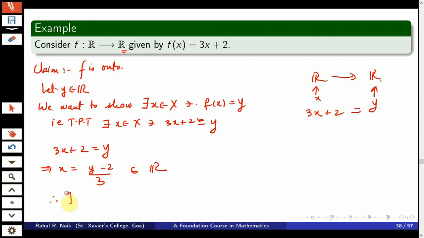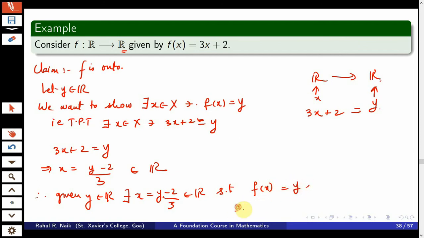So, therefore, there exists x. Okay, I will write down a complete statement. Therefore, given y in R, there exists x, which is equal to, in this case, (y minus 2) by 3 in R, such that f of x, that is 3x plus 2, is equal to y. Okay, and therefore, we say that f is onto. So, that is enough to show that.